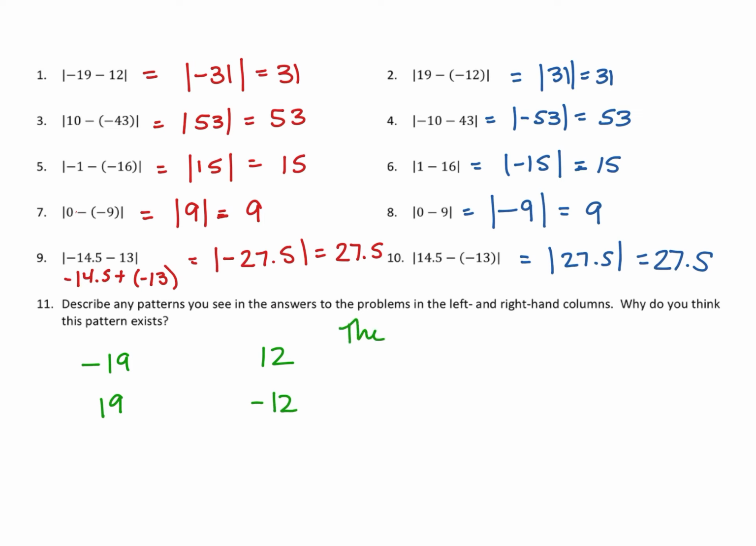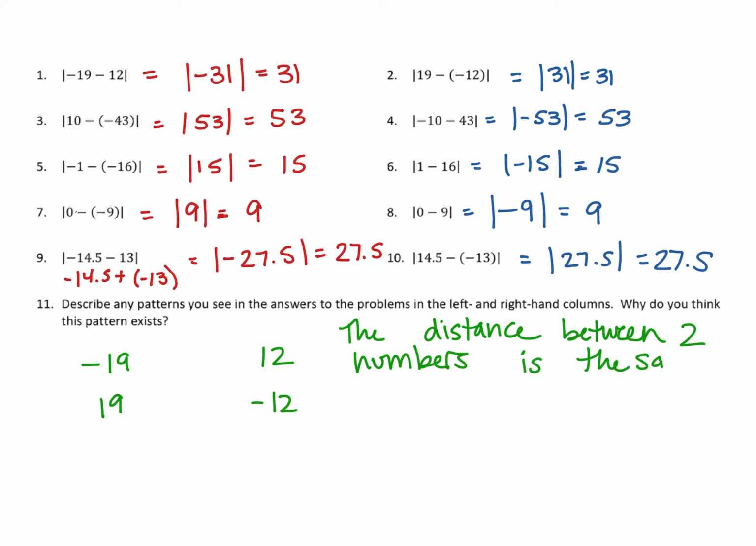So the distance between two numbers is the same, because our answers came out the same, as the distance between their opposites.